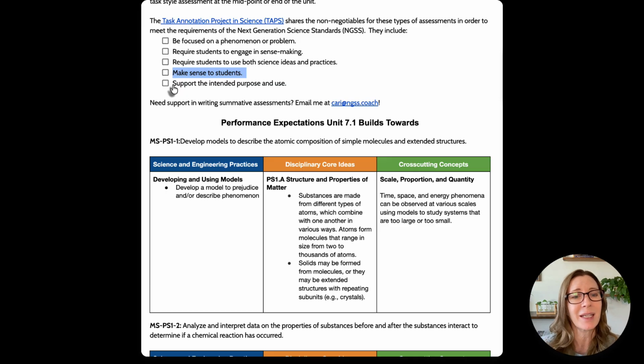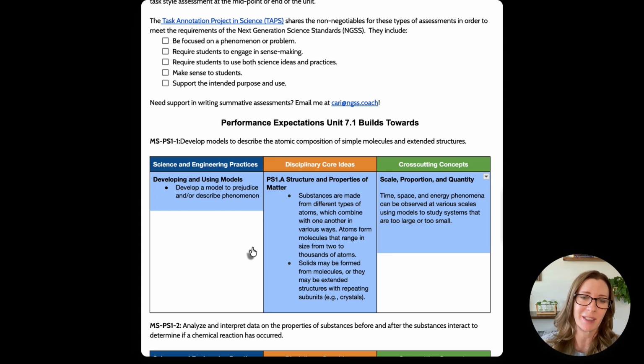The last one is that it needs to support the intended purpose and use. And that means that it meets the performance expectations. It hits the standards, whether it be the NGSS standards or your own state standards that are similar. It's going to make sure that you're hitting these standards. So as I write rubrics with teachers, one thing we do is we align. These are going to assess on which of these dimensions and which performance expectation. So we can use this for standards-based grading, or we can also just hold ourselves accountable. These questions relate to this PE. These questions relate to this PE.